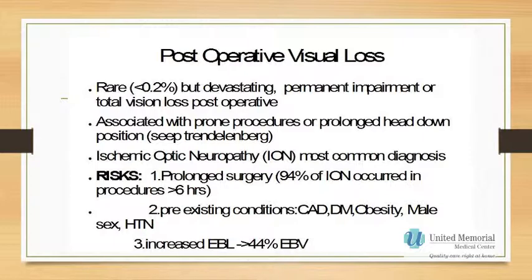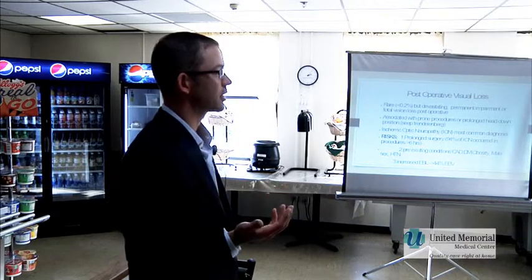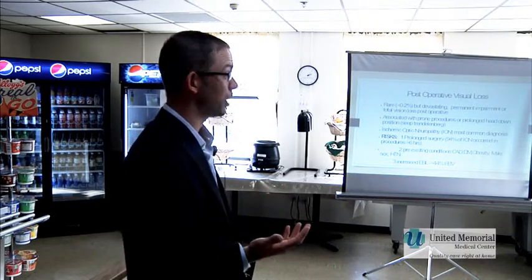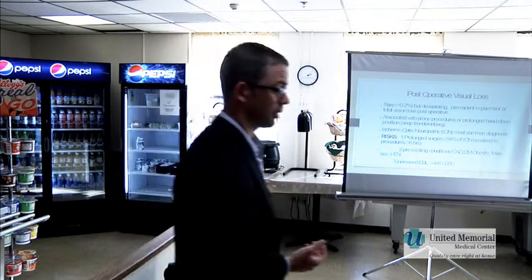Prolonged surgery, and 94% of these patients that actually registered with the anesthesia closed claim database, all those procedures were greater than 6 hours. Pre-existing conditions, which basically is virtually every patient that comes to the operating room: coronary artery disease, diabetes, obesity, and then an elevated estimated blood loss. So again, a blood loss greater than 44%. When you think about that, in a normal individual with a 5 to 6 liter estimated blood volume, that's roughly 2 to 2.5 liters. It's a lot of blood loss, but again, it's an occurrence.